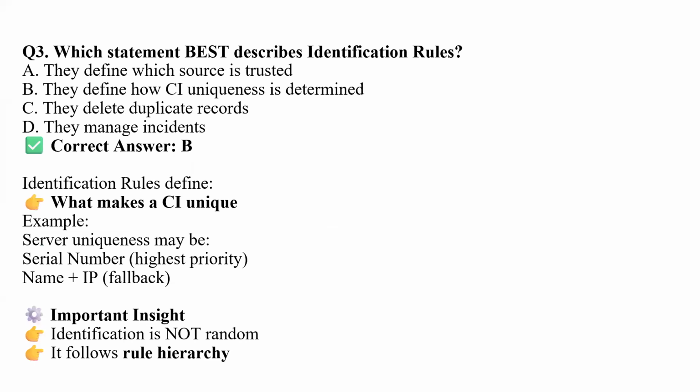So what do identification rules define? They define a CI's uniqueness. For example, server uniqueness may be serial number, or name plus IP. So serial number is the highest priority.